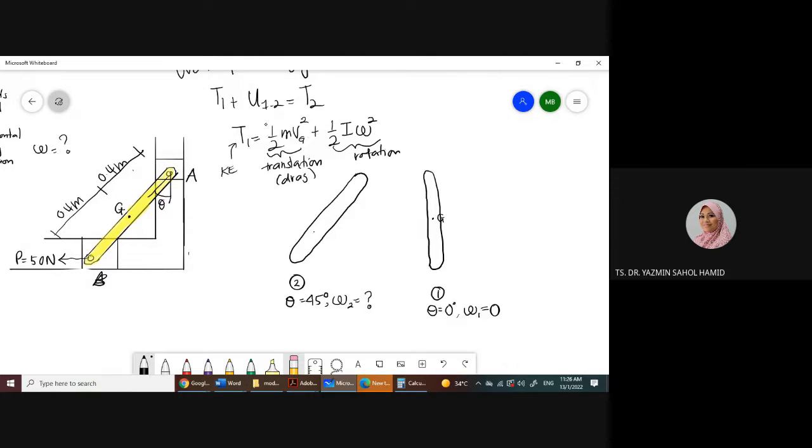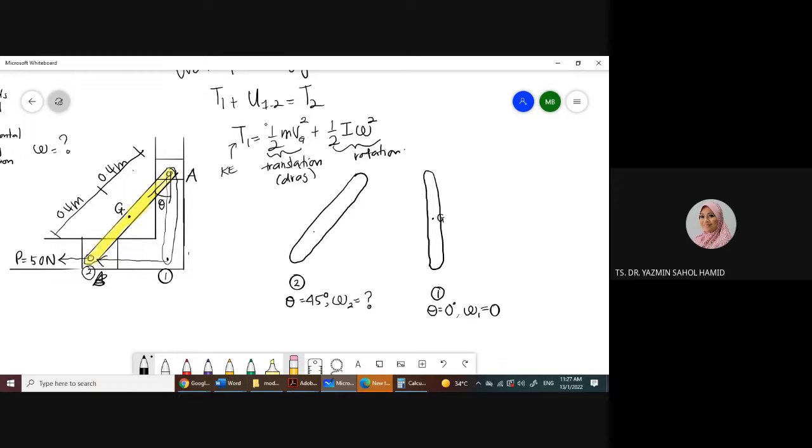Now, if you look at this rod, is there any translation happening? Yes or no? There is, right? Because originally it was like this. It's not a nice diagram. Okay, originally it was like position one, right? It was here. And then what happened to it? It's being dragged from here to here, from position one to position two.